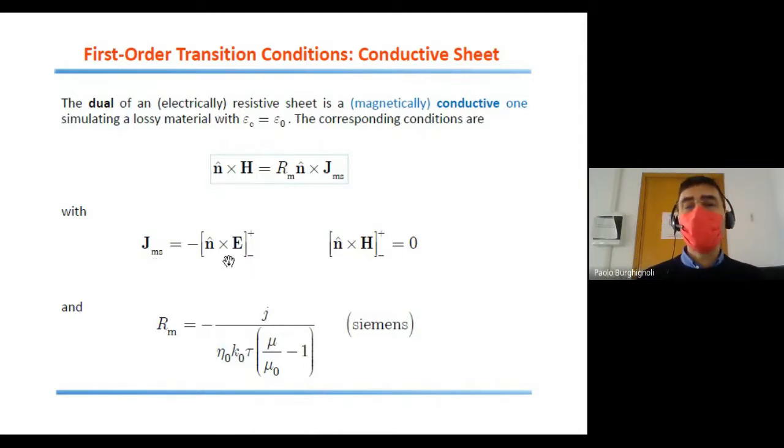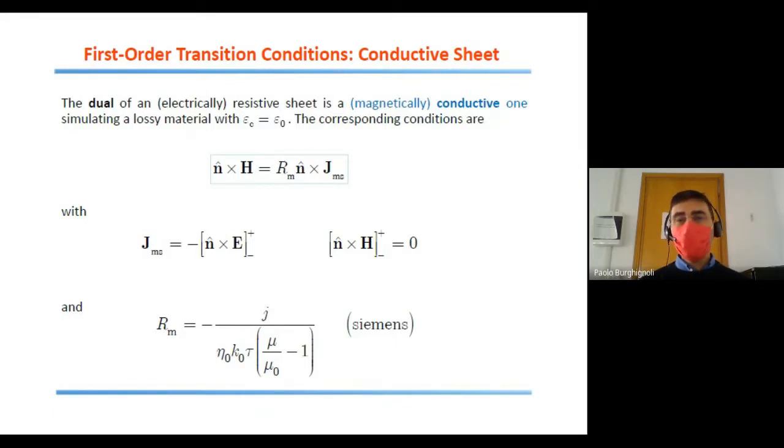Note that in this case, since we have a surface magnetic current density, the tangential electric field is now discontinuous, and the jump of the tangential electric field is related to the magnetic surface current density, whereas the tangential magnetic field is in this case continuous across the sheet. So it's the perfect electromagnetic dual of the previous situation.